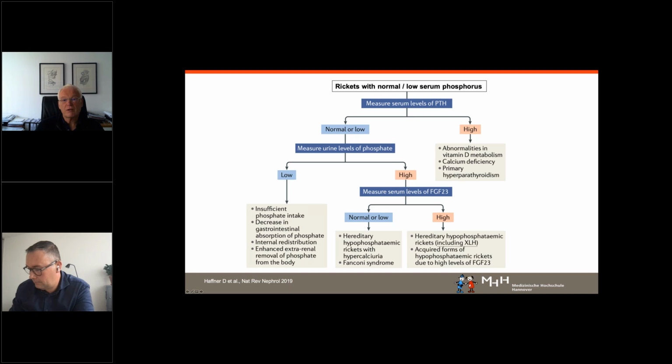If there's a lot of phosphate around in urine and you excluded high PTH, then we have all nice forms of renal hypophosphatemia, which could be just due to the kidney having a problem. Let's say you have a hereditary disease where the phosphate transporters are defective, like hereditary hypophosphatemic rickets with hypercalciuria. There's an NPT2c transporter defect, or you have inherited or acquired forms of Fanconi syndrome.